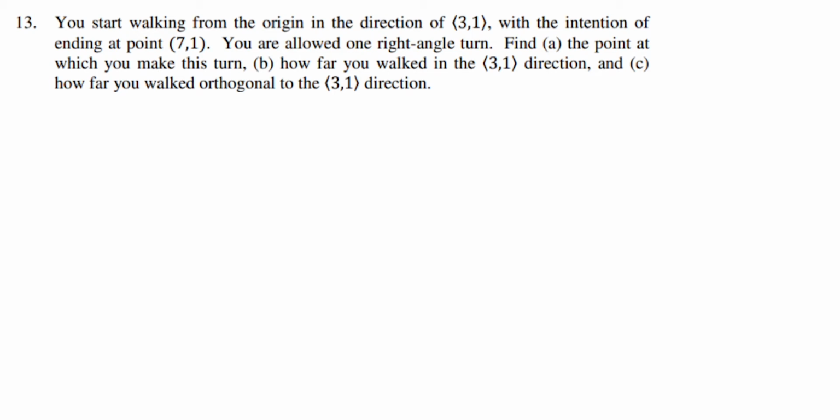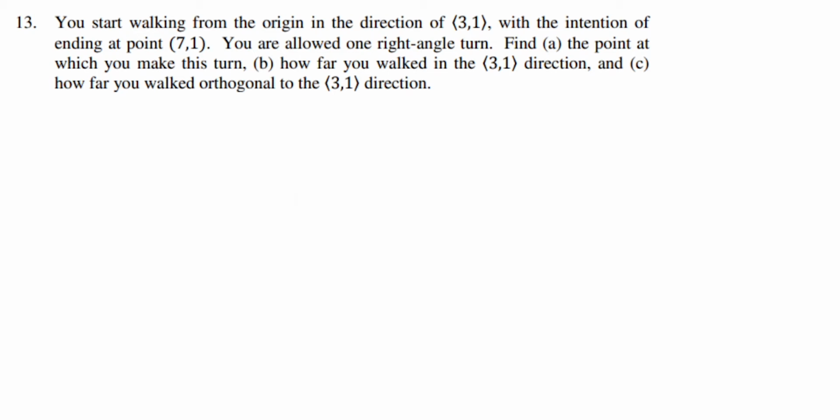So you start walking from the origin in the direction of a vector 3, 1 with the intention of ending at point 7, 1. You're allowed to make one right-angled turn. Let's just focus on part A for now. Find Part A, the point at which you make this turn. Okay, let's just start there.